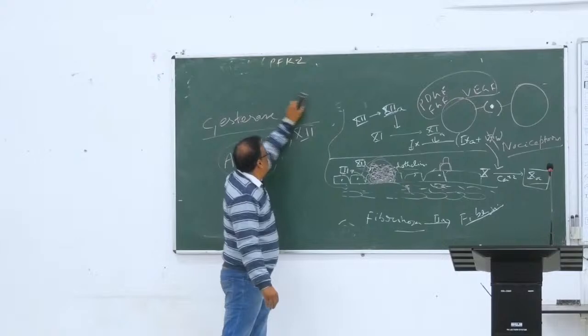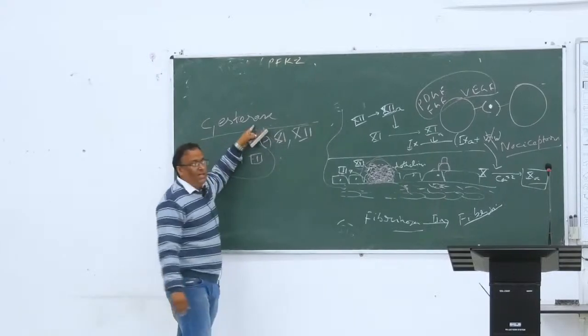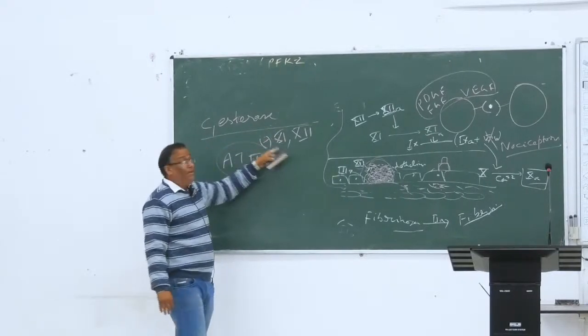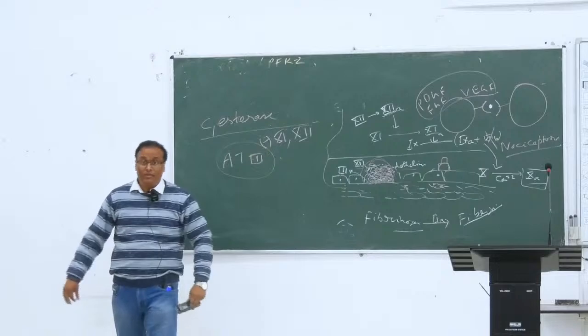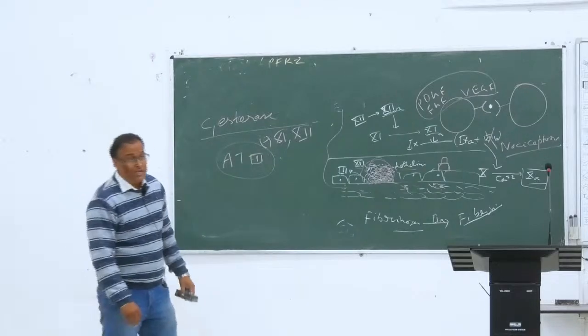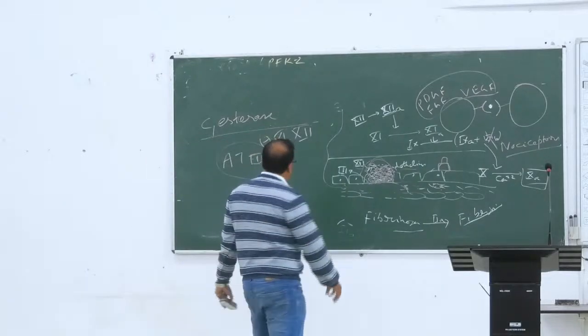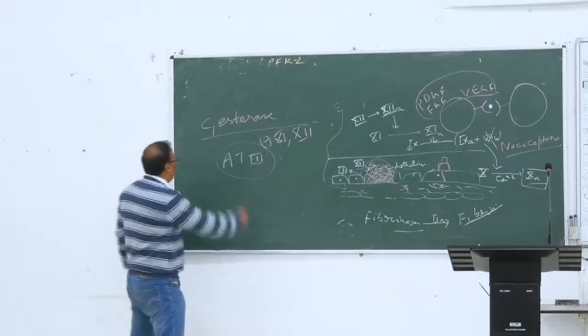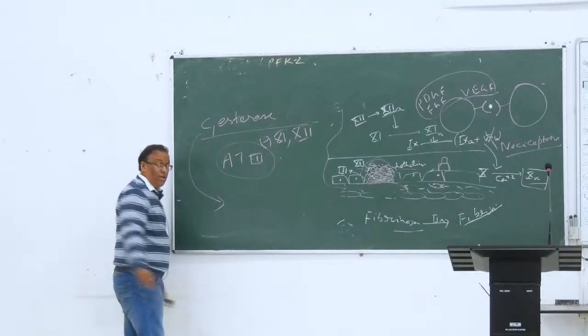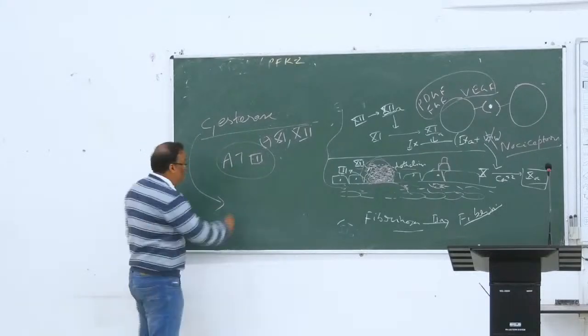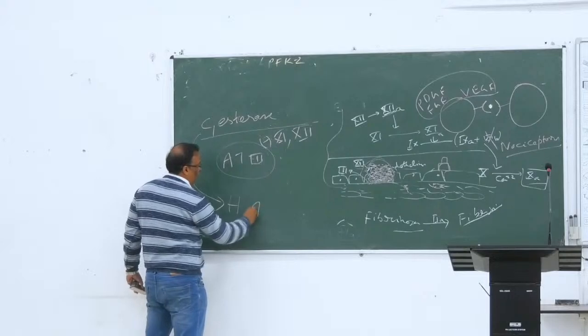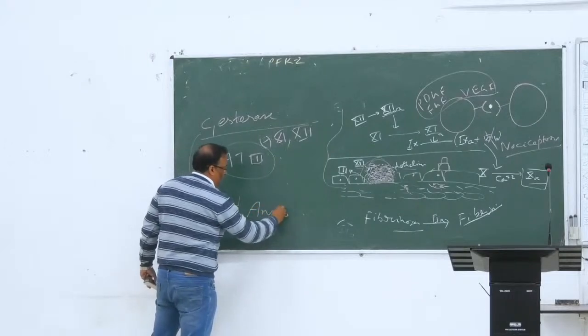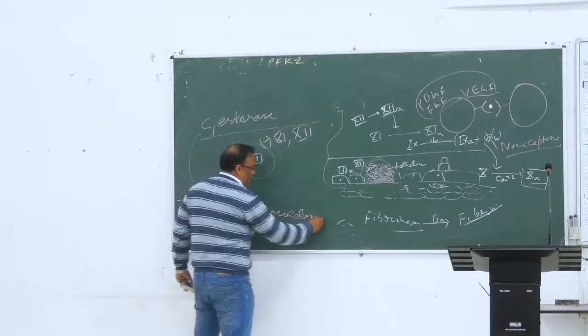C1 esterase itself is inhibiting. If it is deficient, then what will happen? If C1 esterase is deficient, then there is a disease called hereditary angioedema. Angioedema. I have seen this case.